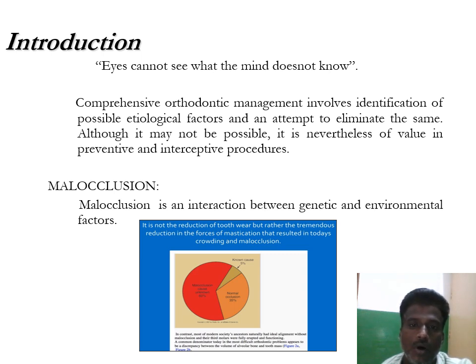Comprehensive orthodontic management involves identification of possible etiological factors and an attempt to eliminate them. Although it may not always be possible, it is nevertheless of value in preventive and interceptive procedures. Malocclusion is an interaction between genetic and environmental factors. The statistical analysis of malocclusion is given in the pie chart; for reference, you can see this chart.